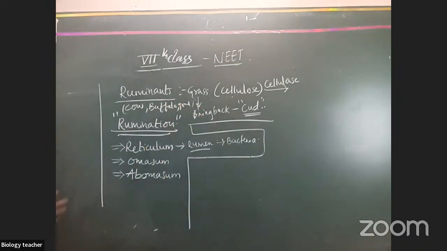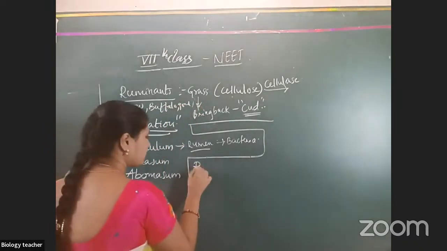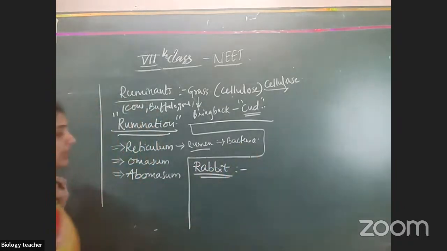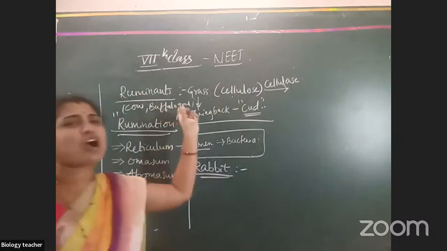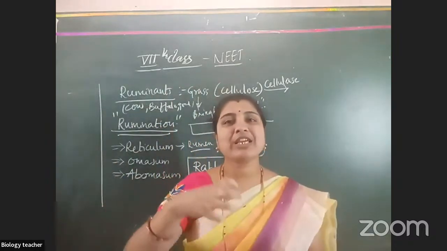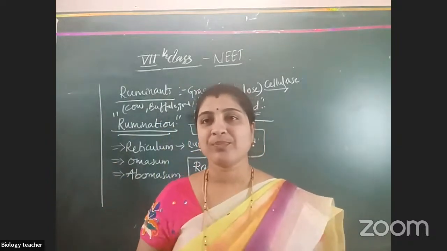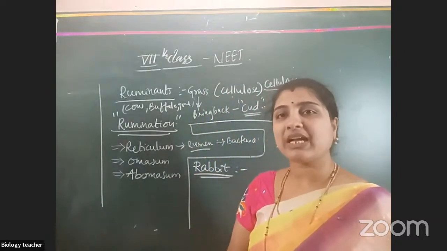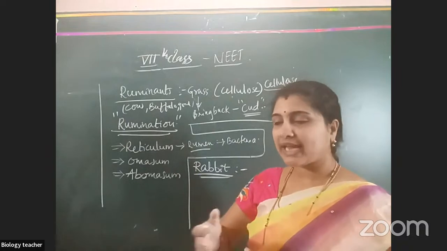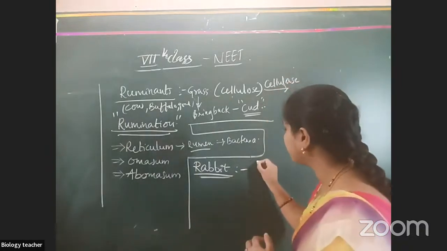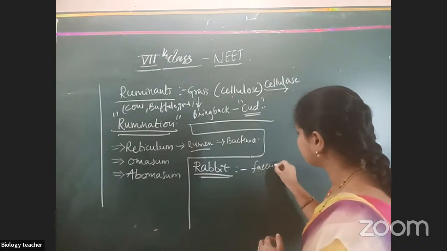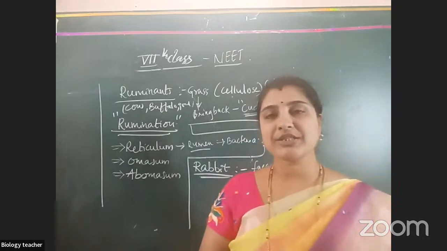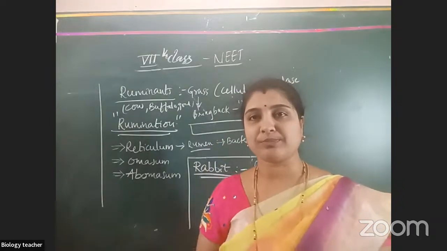Another special type of digestion: rabbit. Here these ruminants are bringing back the food, which is known as cud. Here, what does the rabbit do? Digestion means the digested material is known as feces. The undigested food material which is thrown out of the rectum is feces.